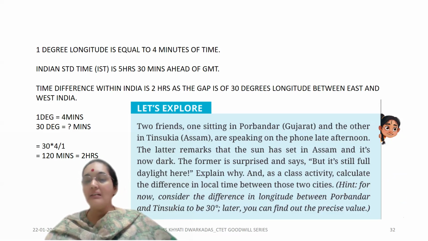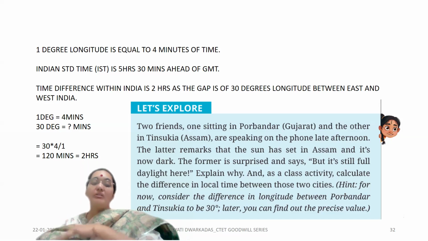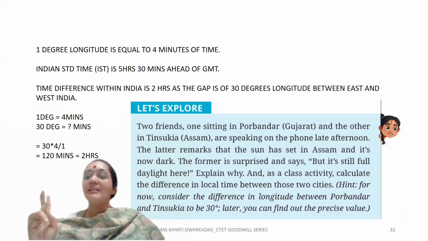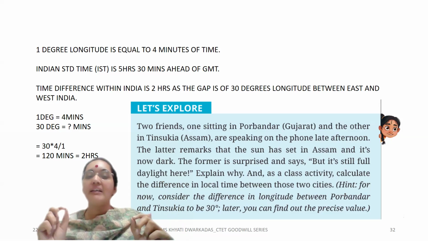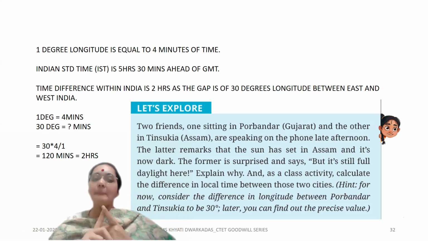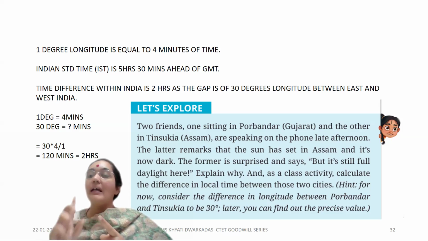So you can see that in the NCERT textbook, they give you this let's explore. Two friends, one sitting in Porbandar and the other in Tinsukia, are speaking on the phone late afternoon. The one in Tinsukia remarks the sun has set in Assam and it's now dark. But the friend in Porbandar says, but it's still full daylight here. And then you have to explain why. So the answer is the time difference between the westernmost point and the easternmost point is 2 hours because of the 30-degree longitudinal difference. Keep in mind, longitudes are used to calculate time. Latitudes are used to find where a place is.